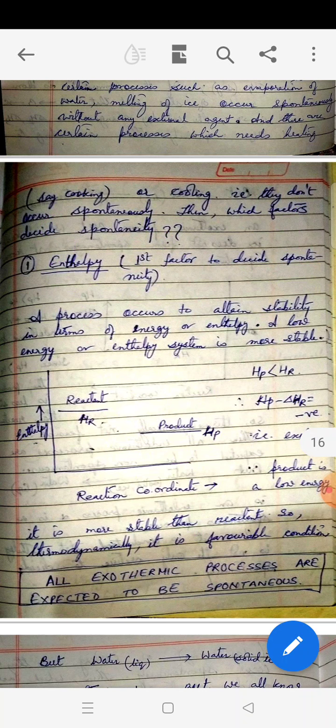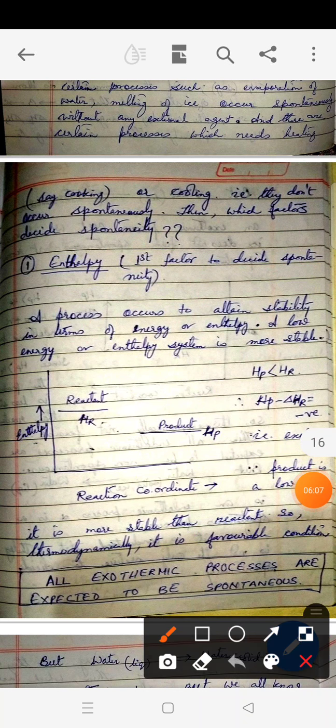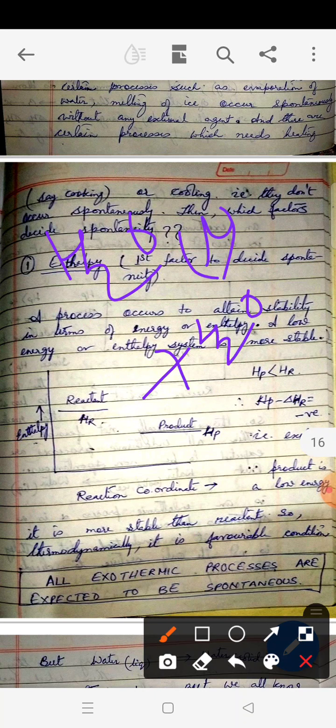However, if I leave liquid water at room temperature, we can take the example of drying of wet clothes. So, liquid water is getting converted to water vapor. That means water from liquid state is getting converted to water in the gaseous state. That is supposed to be an endothermic process, but it is very much happening spontaneously.